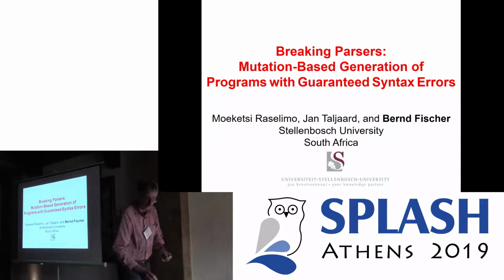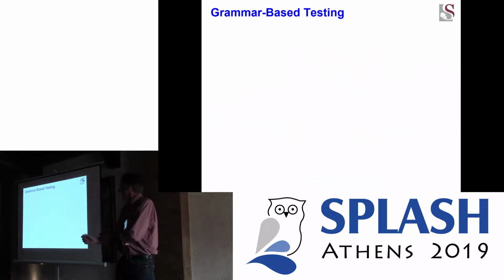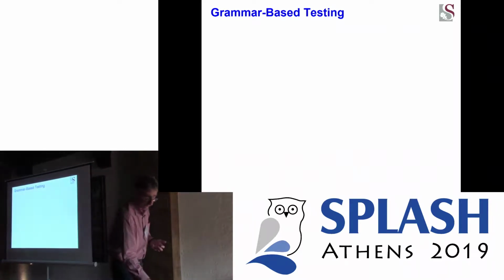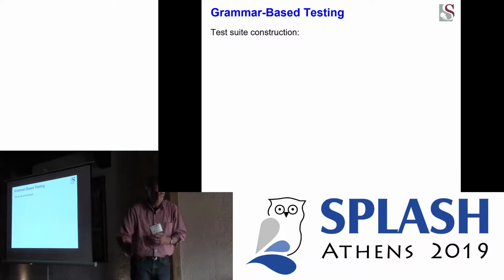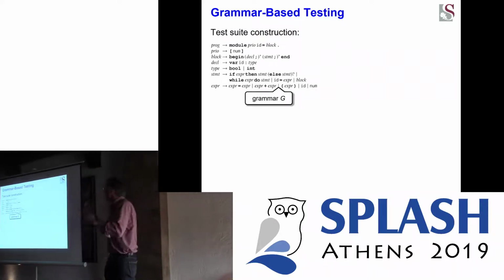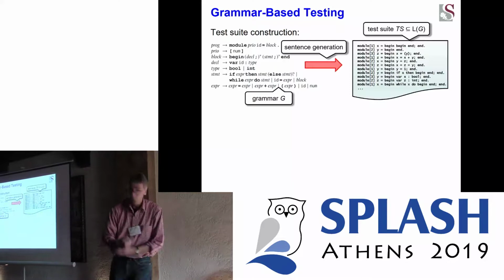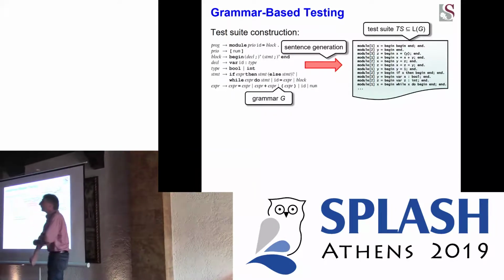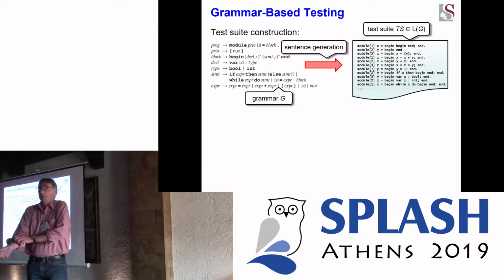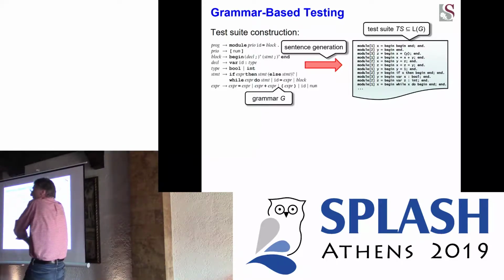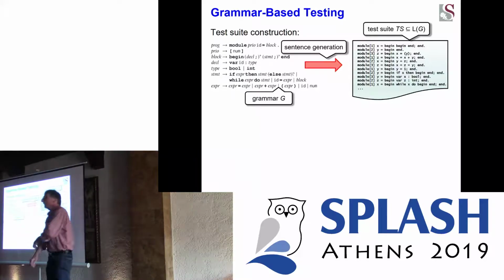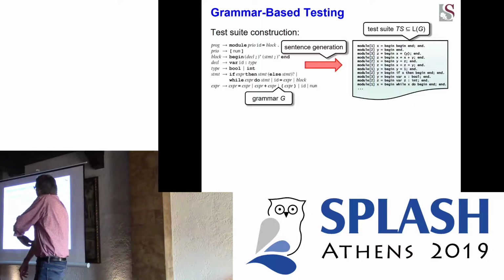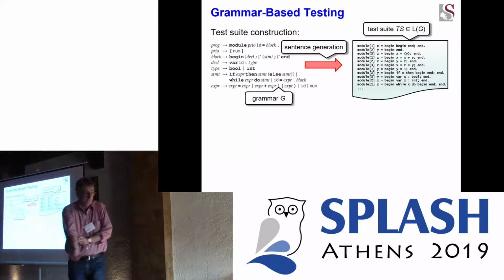What are we doing? We're breaking parsers. We're doing testing. We're doing grammar-based testing, right? So the idea of grammar-based testing is you have a two-phase approach. In the first phase, you're generating your test suite. Typically, you run some sentence generation algorithm over your grammar. So here we have a small grammar. We run some kind of sentence generation over this that guarantees rule or CDRC coverage or whatever you want to do. That gives us a test suite, a set of strings of tokens, I should say, that are actual words in the language, right?